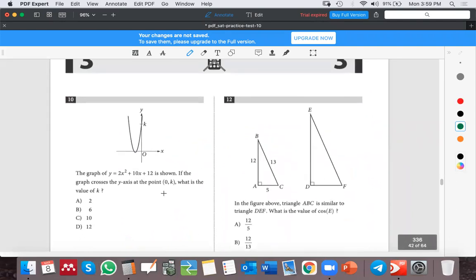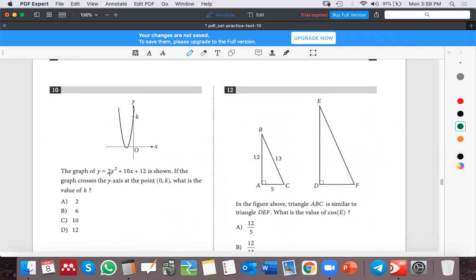Now, the graph is given. The graph crosses the y-axis at (0, 2). What is the value of k? Do you have any idea? Just do it. When x is 0, y is k.